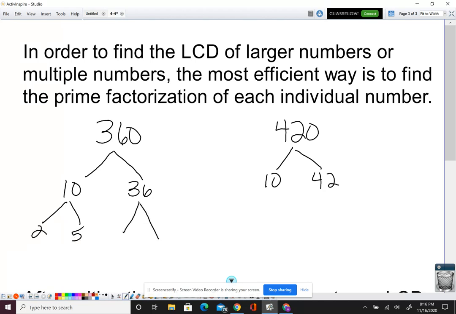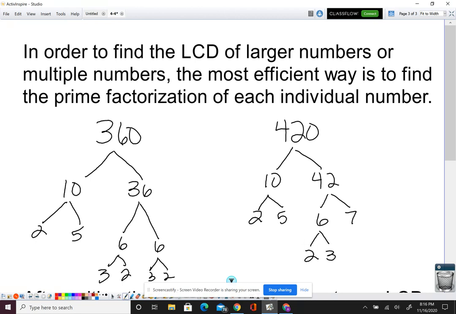36 can be broken down to 6 and 6. And then each of those 6s can be broken down to 3 and 2, 3 and 2. And then we have all prime numbers at the end of these trees. You remember the prime factorization tree. So once again, 10 can be broken down to 2 and 5. 42 can be broken down to 7 and 6. 6 can be broken down to 2 and 3. 7 is a prime number. 3, 2, 5, 2. Those are all prime numbers.